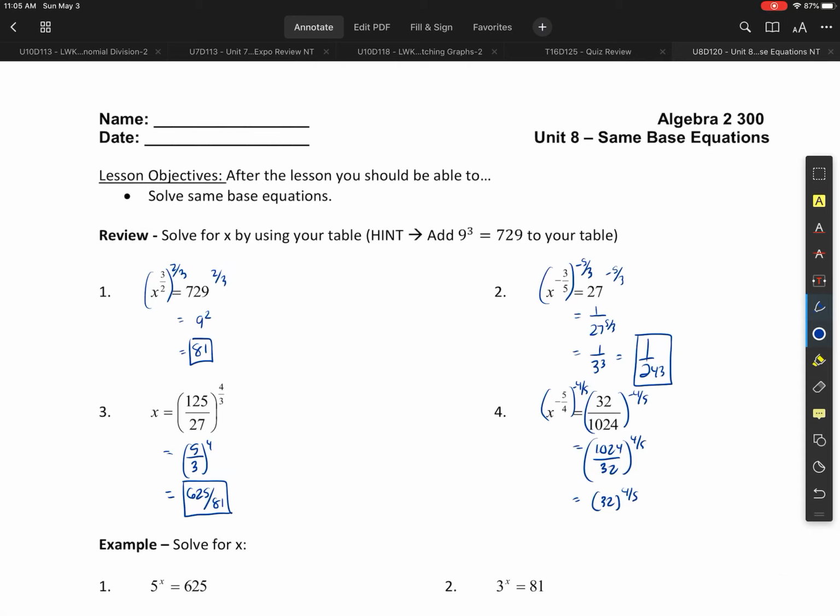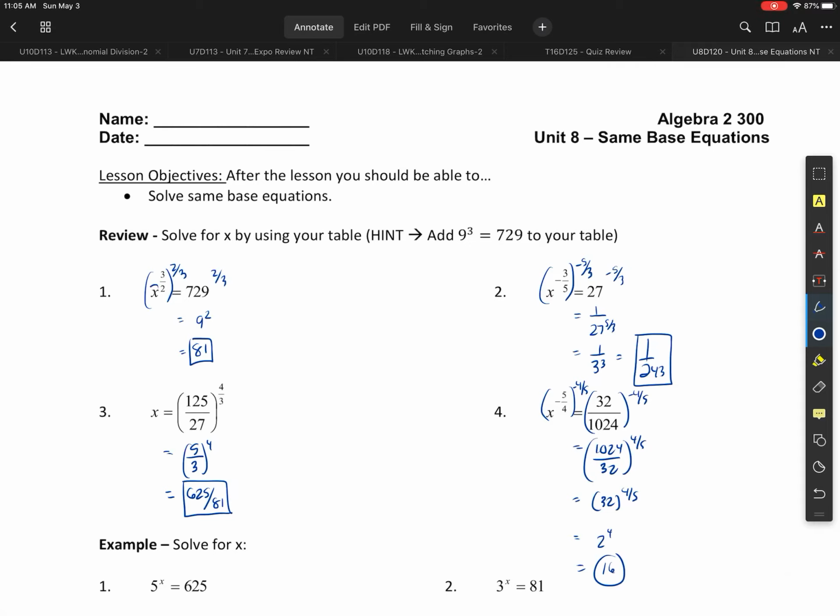So if I simplify the inside, I got 32 to the 4/5. 1024 divided by 32 is 32. That makes my life a lot nicer. All right, so I take the 5th root, I got 2 to the 4th, I get 16.